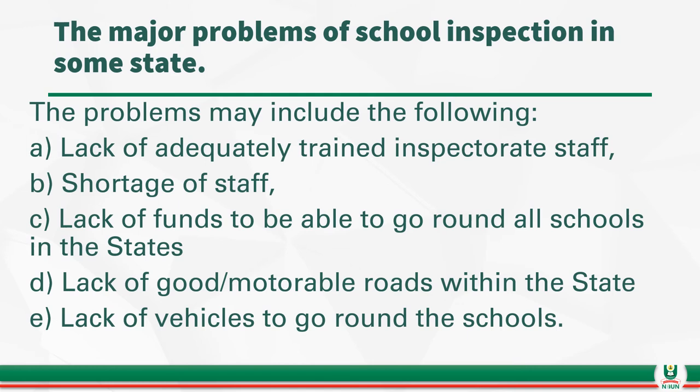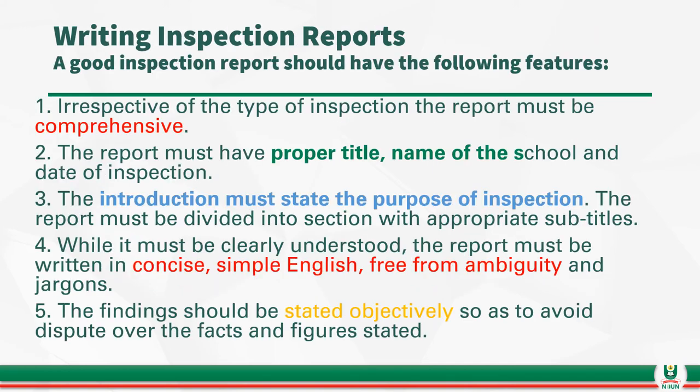Major problems of school inspection in some states. The problems may include the following: lack of adequate trained inspectoral staff, shortage of staff, lack of funds to be able to go around the schools in the states, lack of good motorable roads within the state, lack of vehicles to go around the schools.